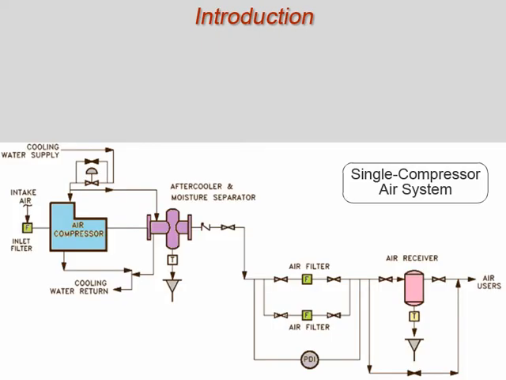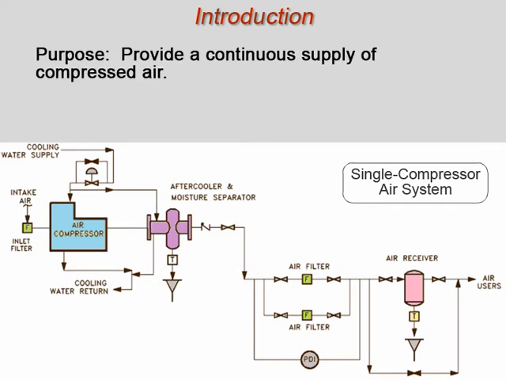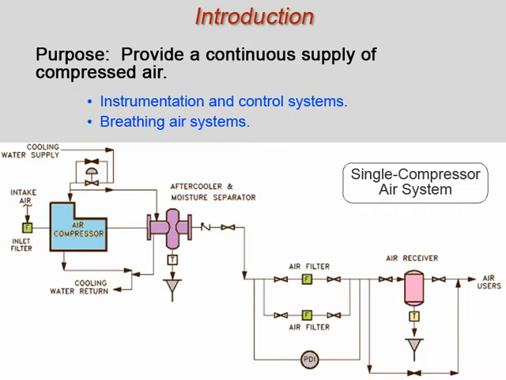The purpose of a compressed air system is to provide a continuous supply of compressed air. These systems are also called pneumatic systems. The compressed air can be delivered at several different pressures by using pressure control valves. The source of compressed air can be compressors or cylinders or bottles. Compressed air systems supply instrumentation and control systems, breathing air systems, and are used to support the operation of many processes and portable tools.